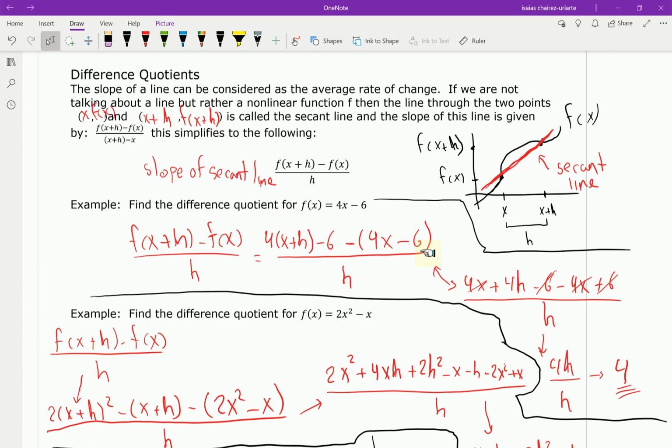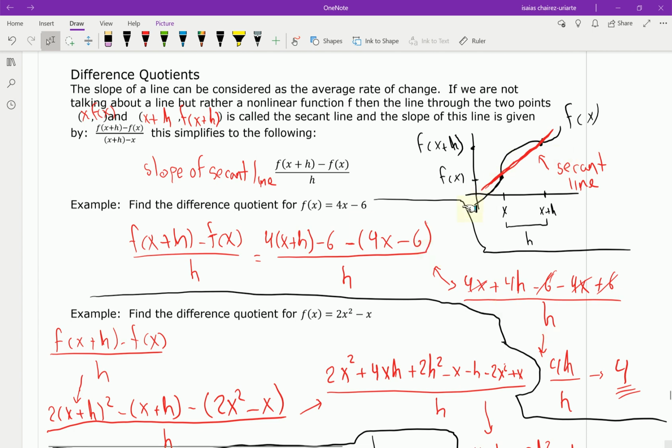So the difference quotient is the slope of a secant line. If you're dealing with a straight line and you grab any 2 points on a straight line, it has a slope, and if you pick another pair of points on a straight line, the slope is the same. The slope is constant no matter what 2 points you choose on a straight line. But if you're dealing with a curve, if you pick 2 points on a curve and you draw a line through those 2 points, you might have different slopes through different points.